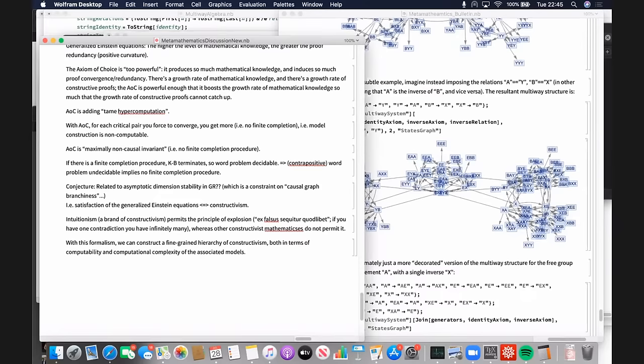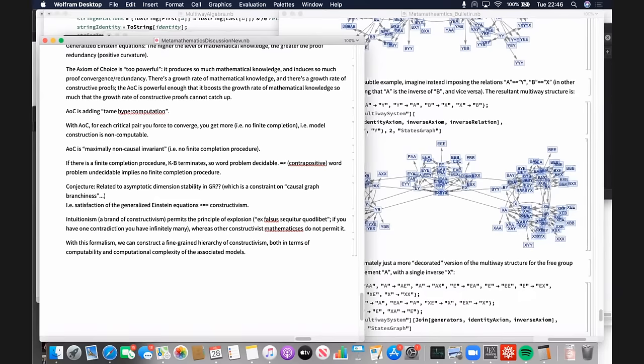But so what is the statement about non-constructivism of the axiom of choice normally? You're saying that there are theorems that you can prove only non-constructively without the axiom of choice, that you can prove constructively with the axiom of choice. Is that right? That would be the claim.